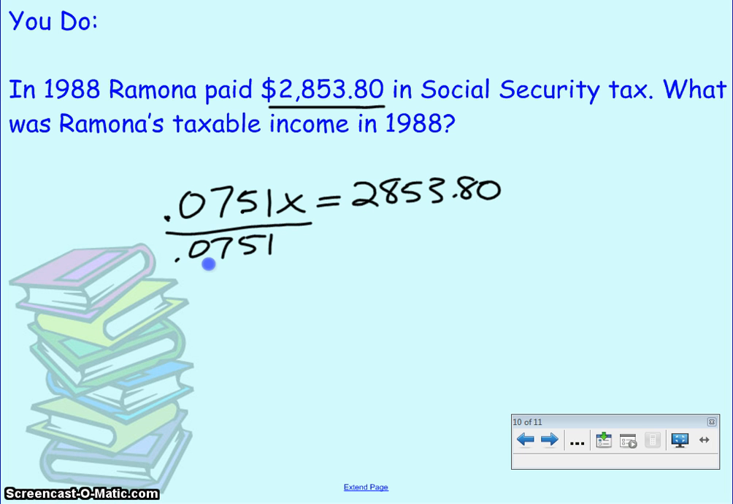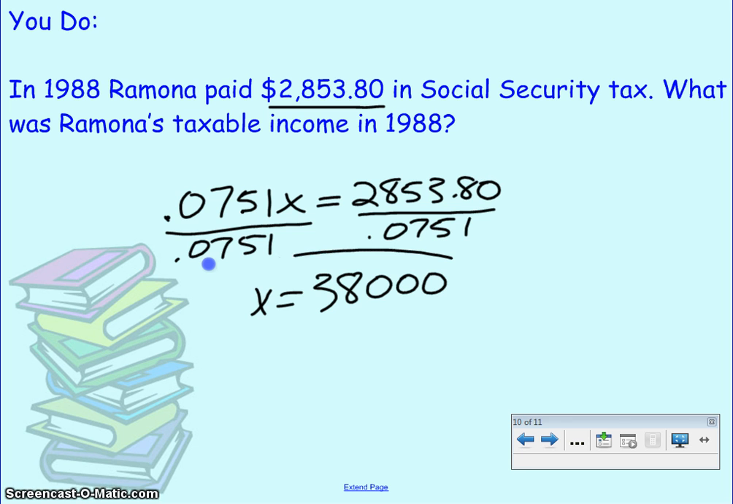Divide both sides by 0.0751. And when I do that, I end up, go ahead and get your calculators out, should have gotten $38,000 is what Ramona earned in 1988.